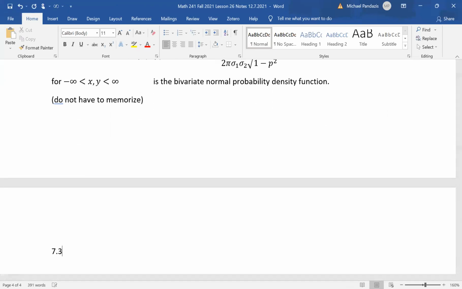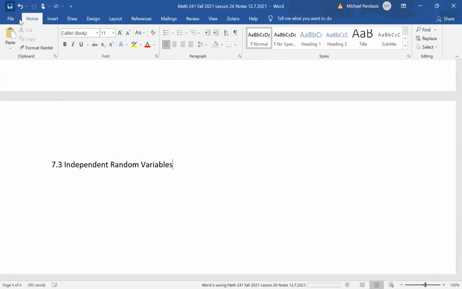Okay, so the next section is 7.3. It's on independent random variables. Okay, so we're almost done. 7.3.1 is on the definition of independent random variables.